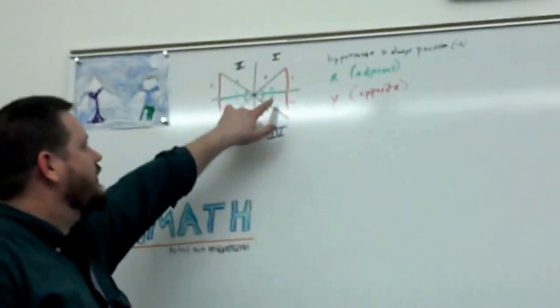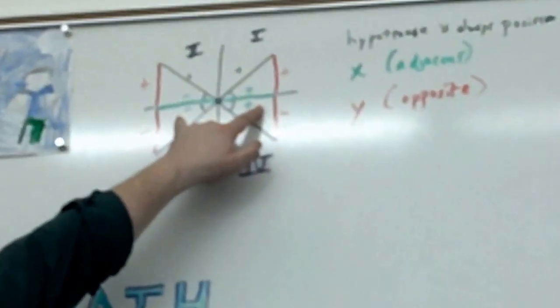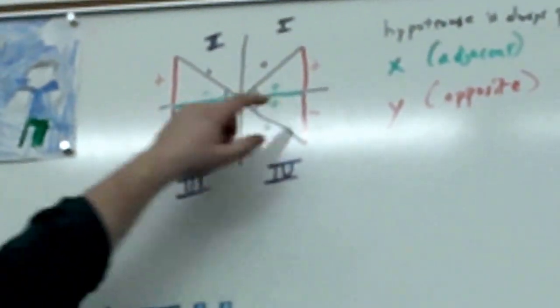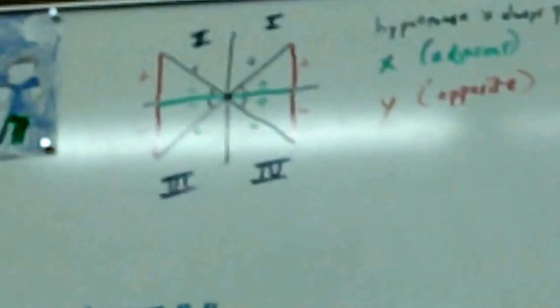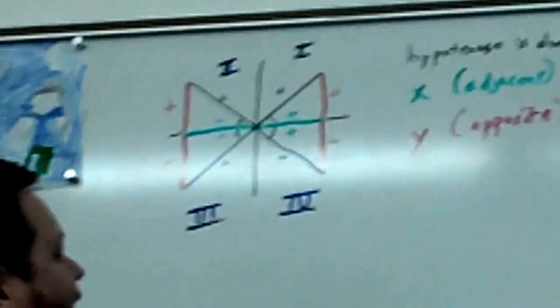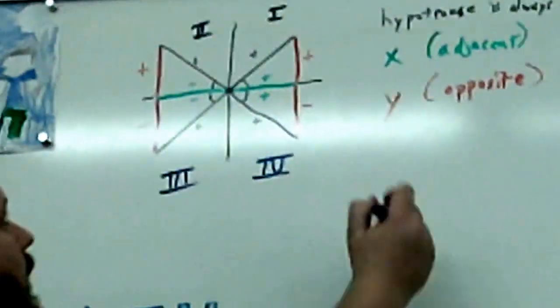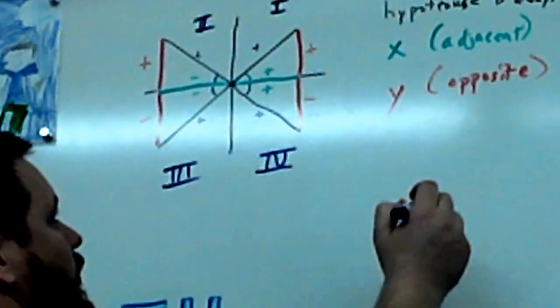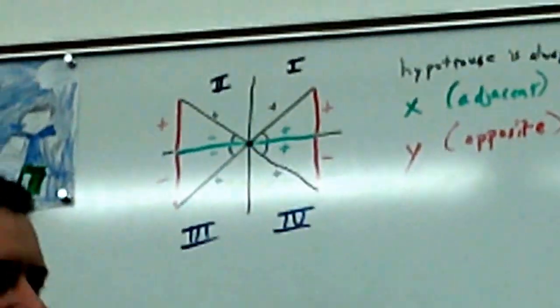The X I have in green here is our adjacent side, and the Y, in red, is the opposite side. In quadrant 1, sine is what over what? Sine is opposite over hypotenuse.